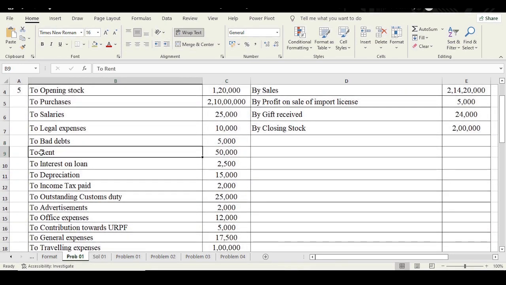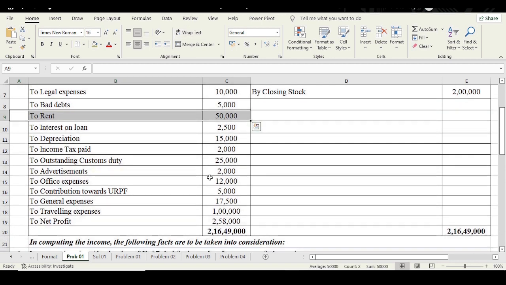Moving ahead, rent. Rent is related to business. As such, it is an allowable expense. It can be rent for premises, office premises, etc. Nothing is mentioned, so you take it as an expense which is related to business. Interest on loan. Any loan taken for business and interest paid on that is an allowable expenditure, because the loan is taken for the business.